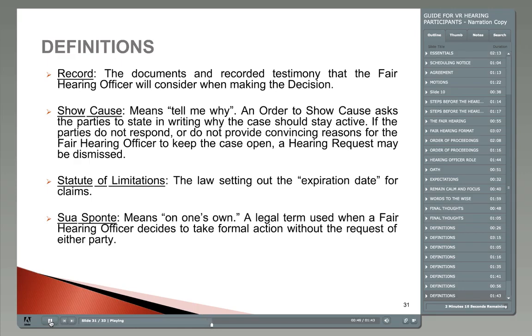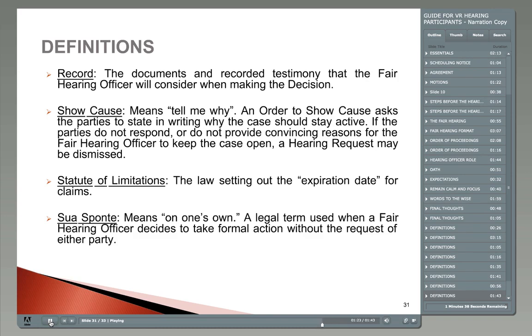Statute of limitations. The law recognizes that there's not an infinite amount of time, money, and resources in the world to pursue claims. And in legal terms, to pursue a remedy means to be able to bring a fair hearing or sue or whatever it is from a legal perspective, to seek remedy for something. And the law creates limitations as to how long you can do that based on what the particular issue is. So the statute of limitations is the law setting out the expiration date for claims.